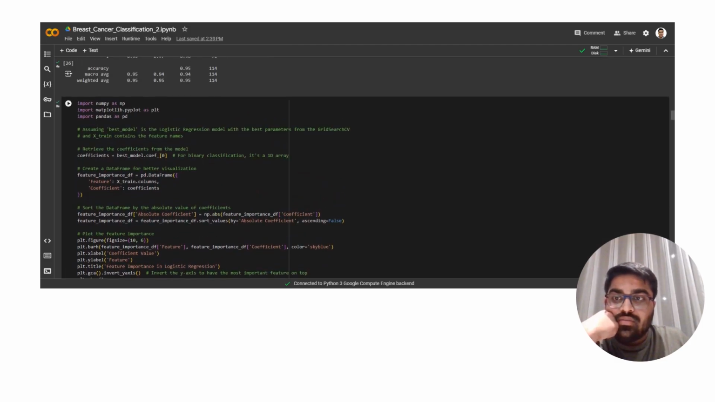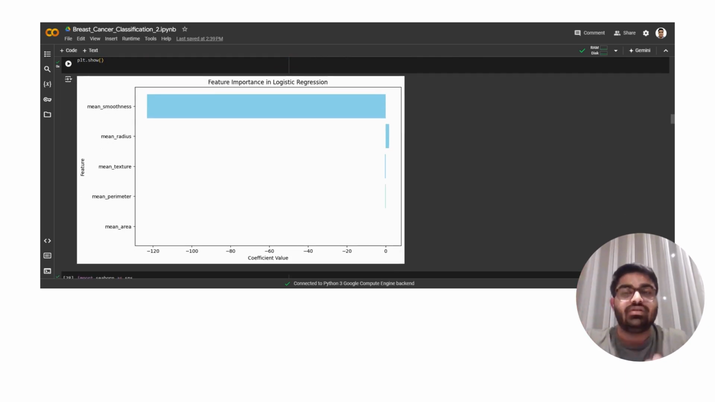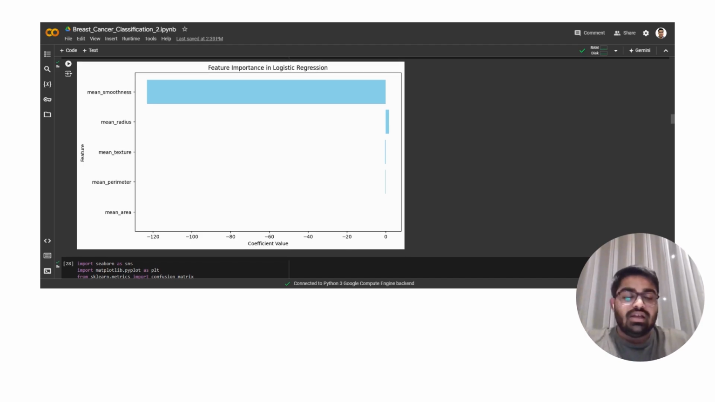Now, here we made the graph for feature importance in logistic regression. So which features were most important for this particular logistic regression study. Here we found out that the mean smoothness had the highest coefficient, so it was statistically significant to the study compared to the other features. But this cannot be true because a tumor cannot be measured that way. So I was like, let's just move on to other models.